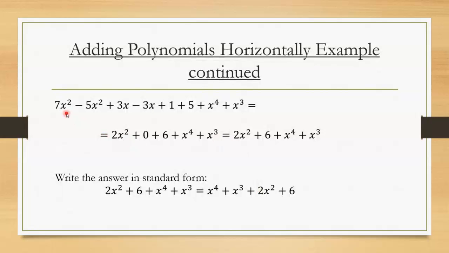We have 7x squared minus 5x squared. This becomes 2x squared. Again, we just combine coefficients. So what we're really doing is 7 minus 5, which is 2x squared. 3x minus 3x. Well, 3 minus 3 is 0, so we just get 0. 1 plus 5 we know is 6.